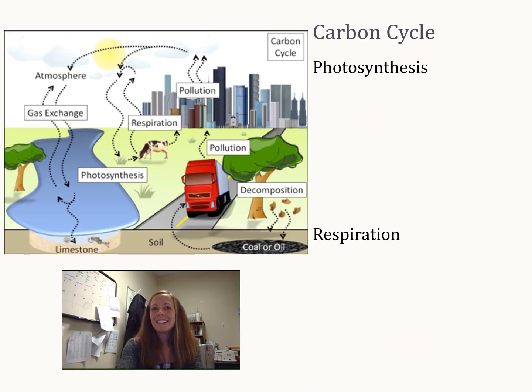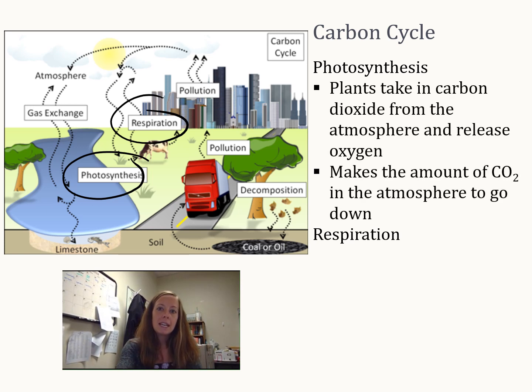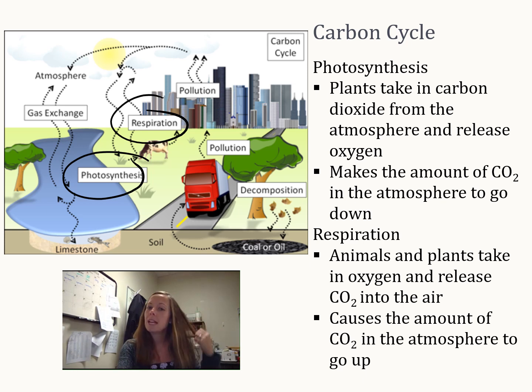Next, we have the carbon cycle. Carbon cycle is just photosynthesis and respiration. Okay? Photosynthesis is when plants take in carbon dioxide from the atmosphere and release oxygen. They're going to lower the amount of carbon dioxide in the atmosphere. Whereas cellular respiration is opposite. It's when animals and plants release carbon dioxide into the air, and they're going to increase the amount of carbon dioxide in the air.